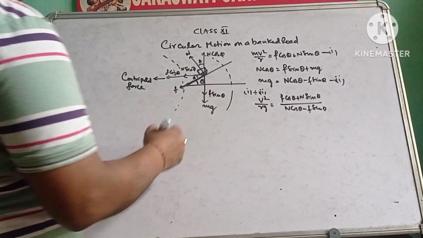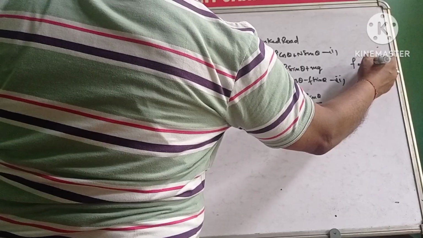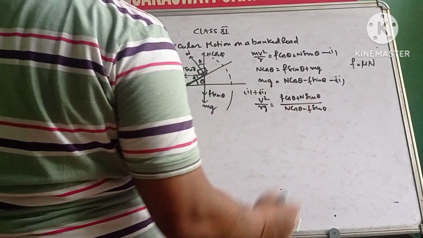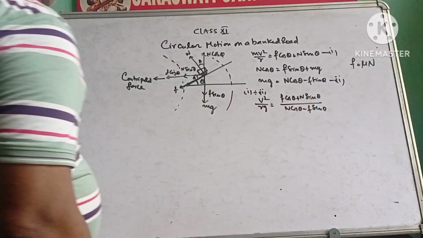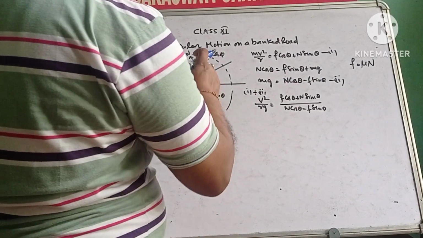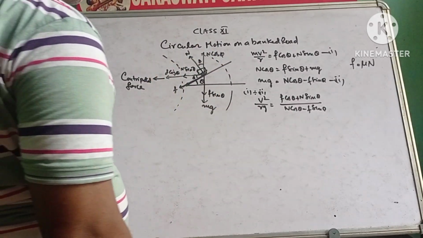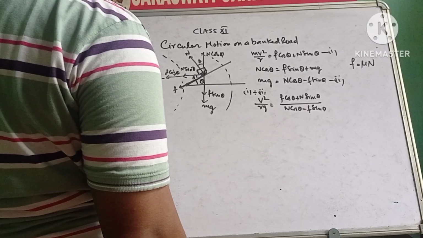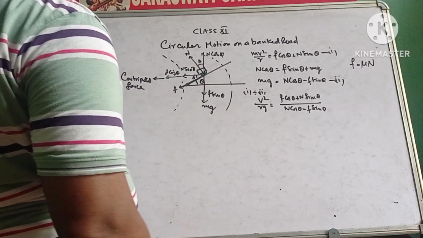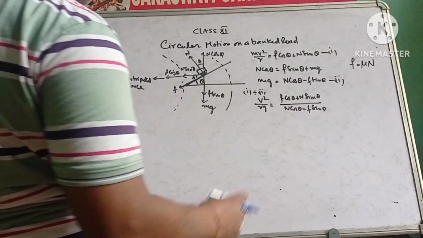And we know that frictional force is coefficient of friction into normal reaction. So this is F cos theta, F sin theta, and this is N cos theta and N sin theta.